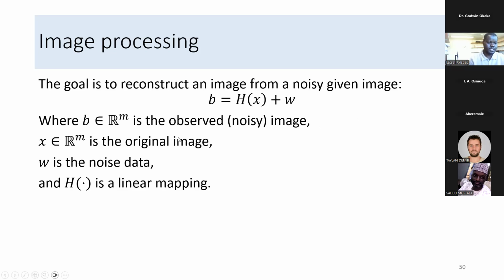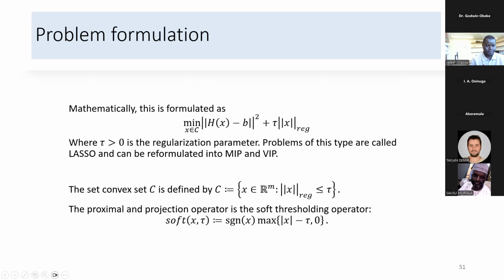So we have the original image. We then add some noise via a linear mapping, and we have the observed image, which is this big here. Everything here becomes a noisy image, as we will see in some of the experiments we have done so far. So just a brief discussion of the mathematics behind it.